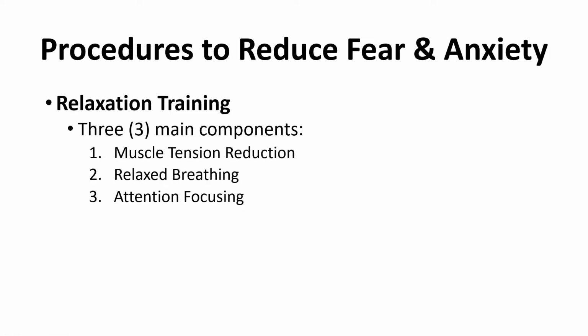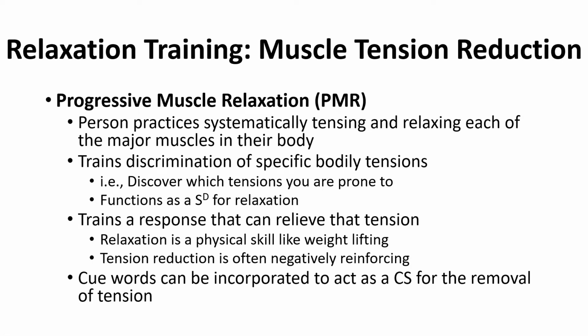We're going to talk about 3 main types of relaxation training. We're going to look at muscle tension reduction, relaxed breathing, and attention focusing. And each of these is going to get their own slides. So let's start off with muscle tension reduction. This can also be called progressive muscle relaxation, PMR. Again, different people call the same basic concept different things.